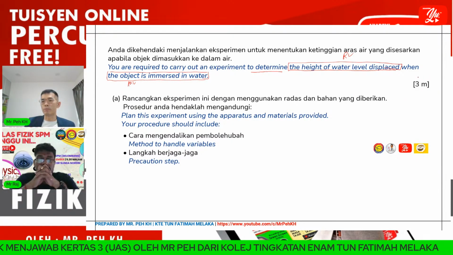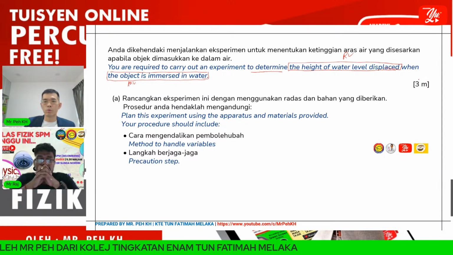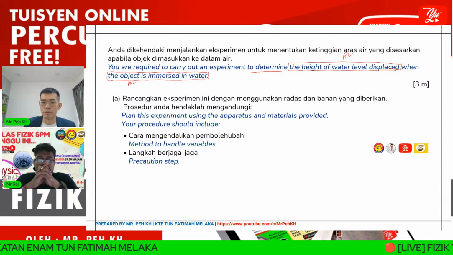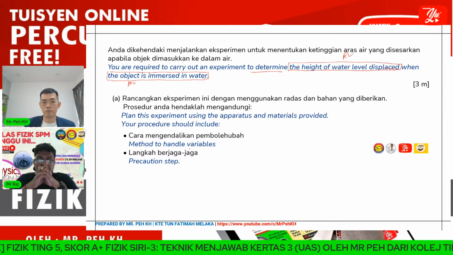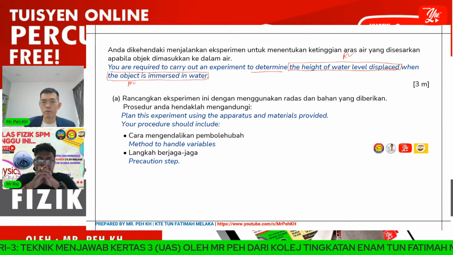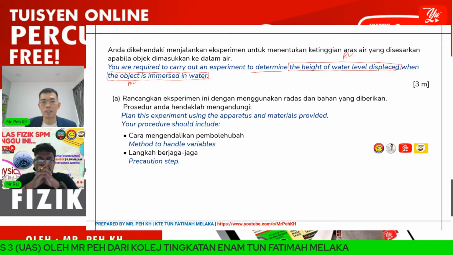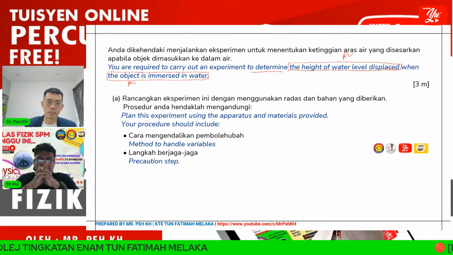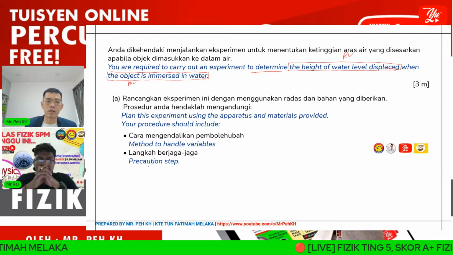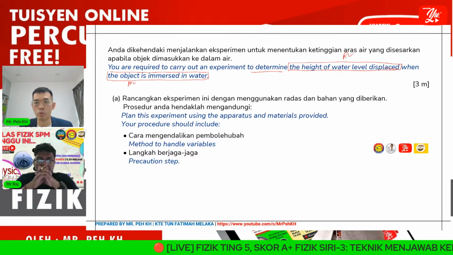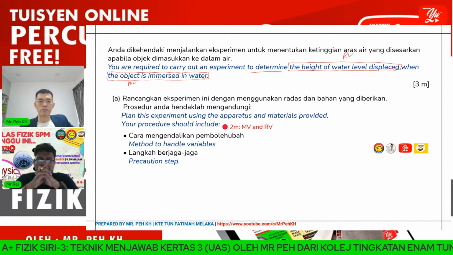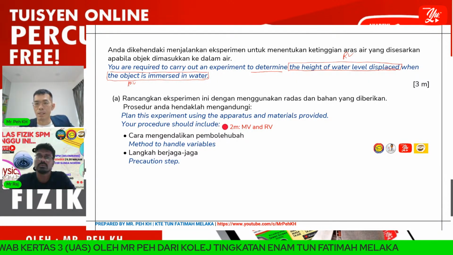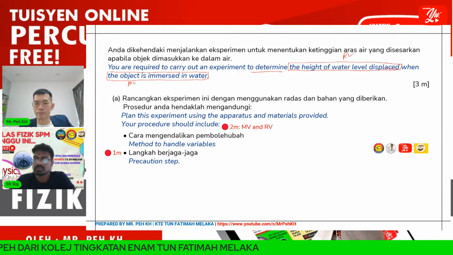You can see the total marks provided is 3 marks. So where are the marks? We need to understand the distribution. Here you see, plan this experiment using the apparatus and material provided. Your procedure should include a method to handle variables. The variables here refer to MV and RV, so you have to give clearly your MV and RV in the procedure. That will be 2 marks, because another mark will be given for the precaution step. This is what you need to understand about the mark distribution so that you can get full marks for this question. As mentioned, 2 marks will be related to MV and RV that you give in your procedure, and 1 mark will be for the precaution.